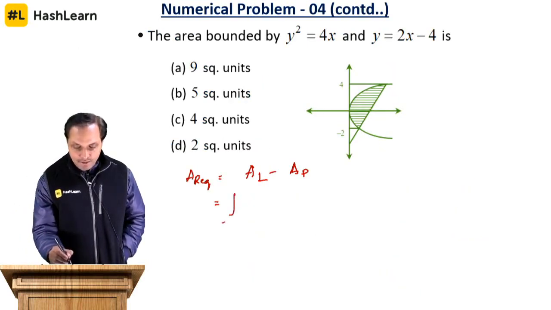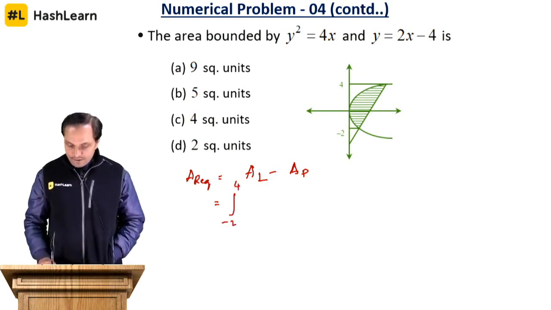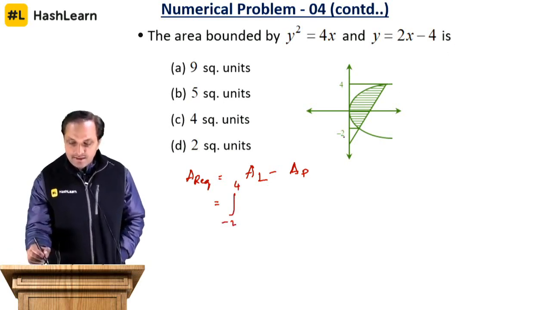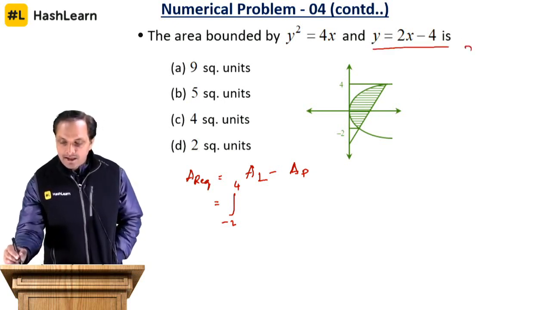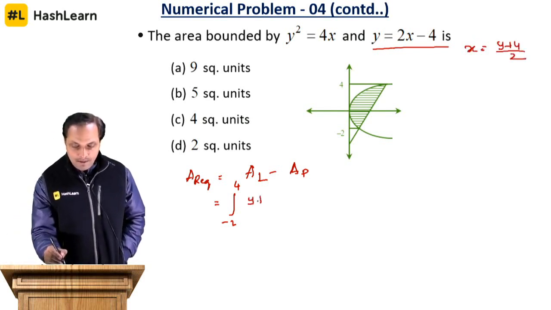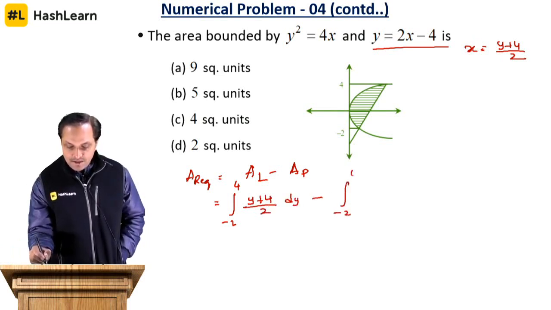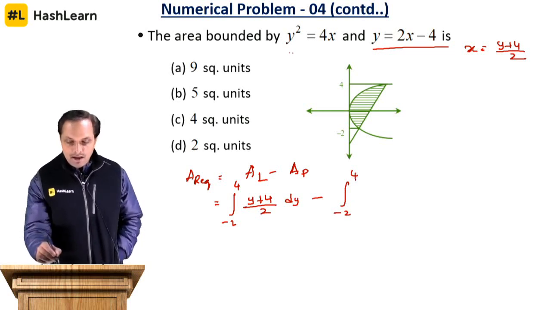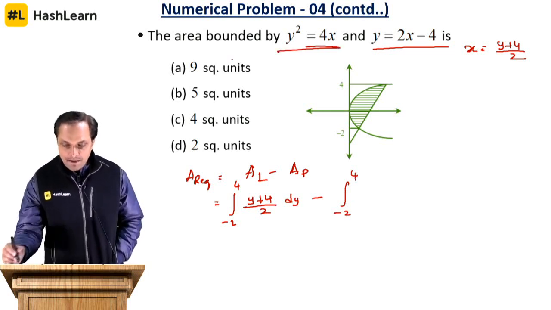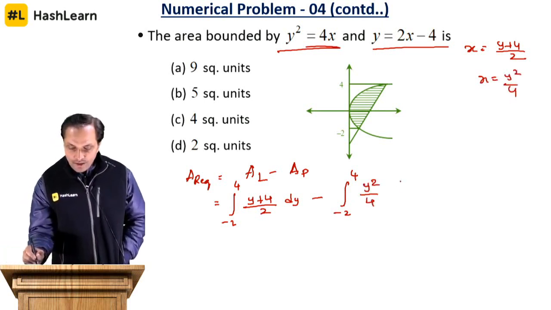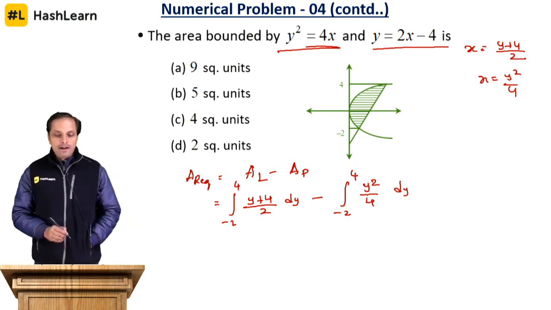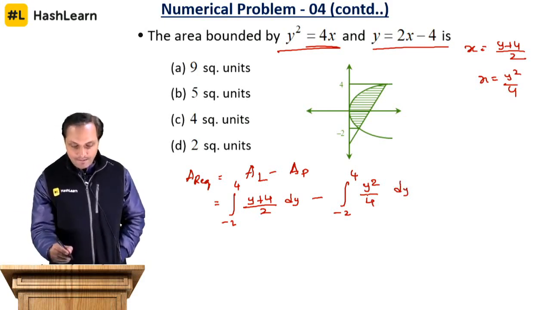Minus 2 to plus 4. The limit is along the y axis. So what will be x for this? y plus 4 whole divided by 2. So this is the integral of (y plus 4) divided by 2 dy from minus 2 to plus 4. What is x for the parabola? x is y square by 4. So this is y square by 4 dy. Integrate it and apply the upper and lower limits, you will get the final result.